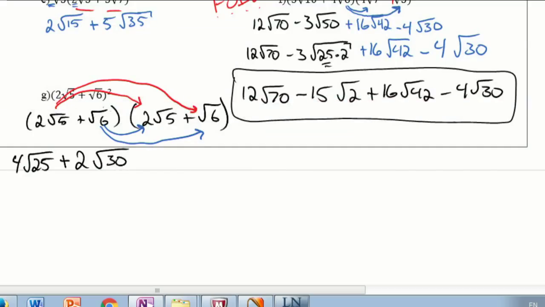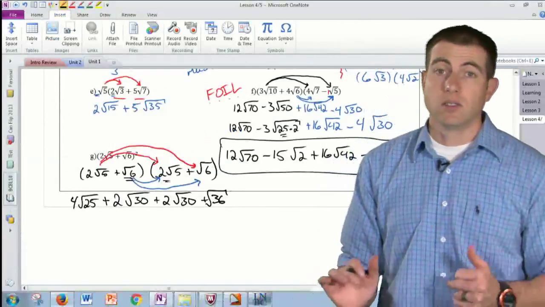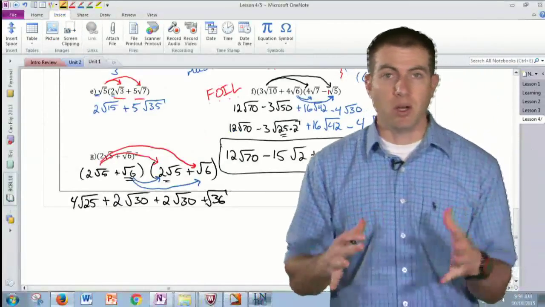And then I'm going to do my inside, so root 6 times 2 root 5 is going to give me 2 times the square root of 30. And then my last is going to give me root 6 times root 6, or plus root 36. So one step out of the way, I've done my multiplication.